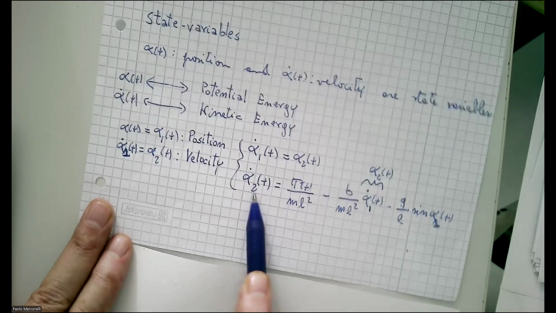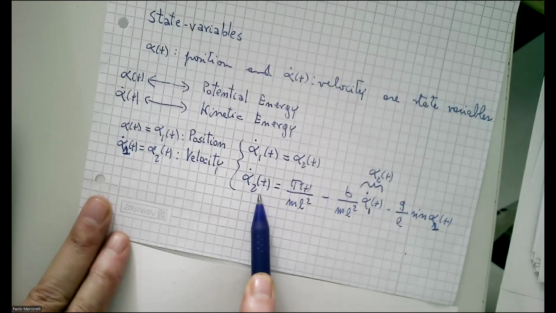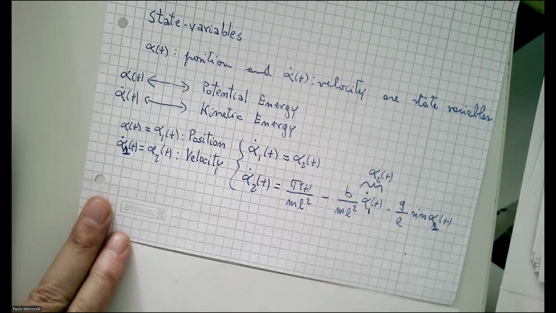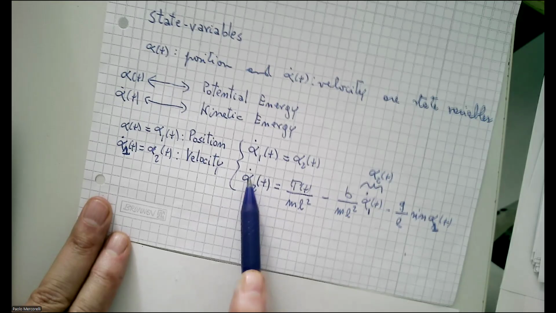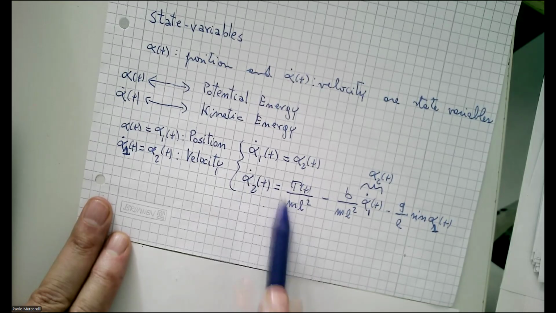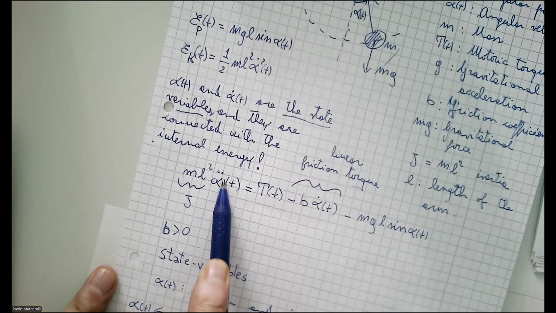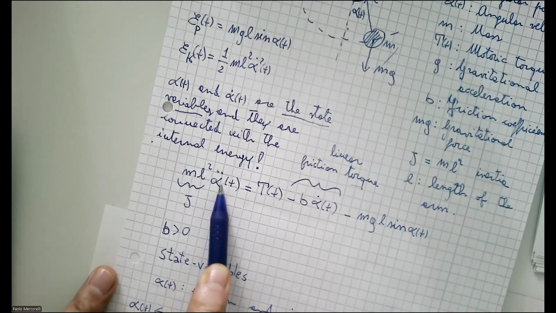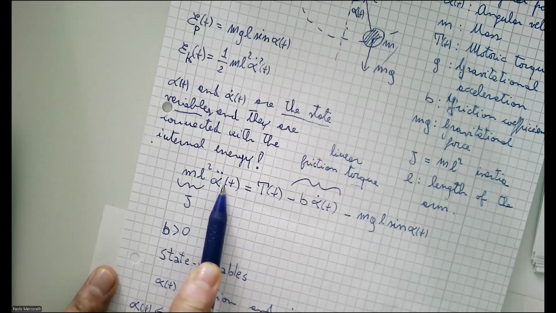Alpha 2 derivative means the acceleration, angular acceleration. I won't keep telling you about angular, everything is angular: angular acceleration, angular velocity. Alpha 2 dot equals this equation here. Alpha 2 dot means alpha dot dot, because this is the acceleration with respect to the nomenclature alpha.